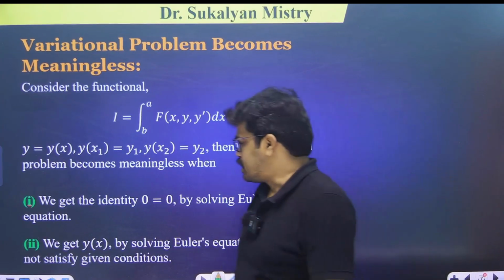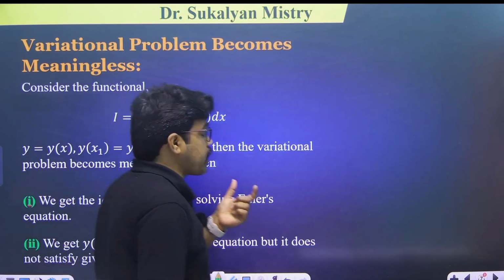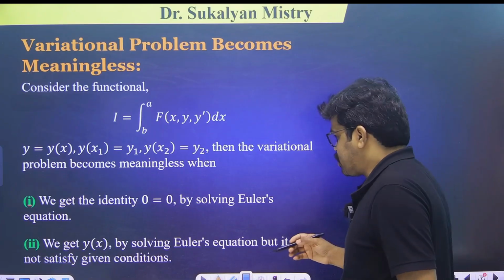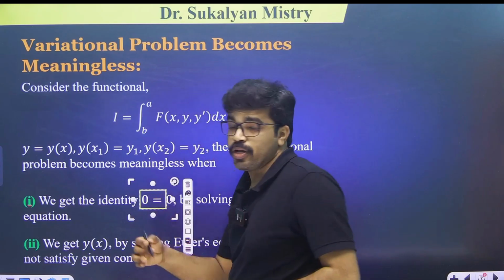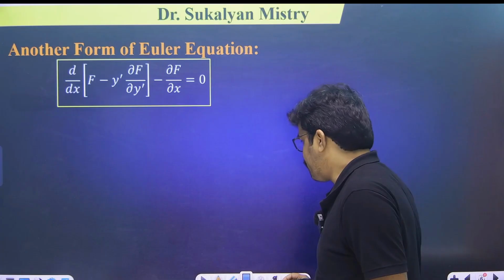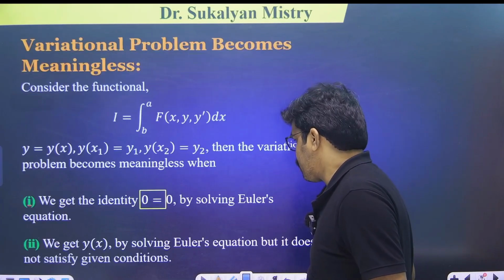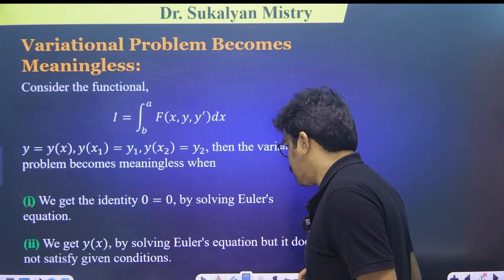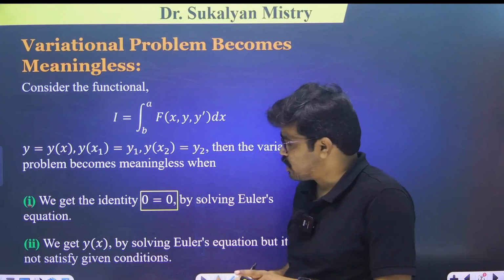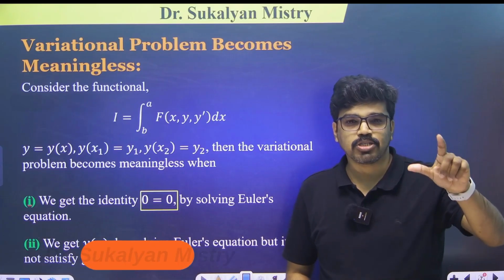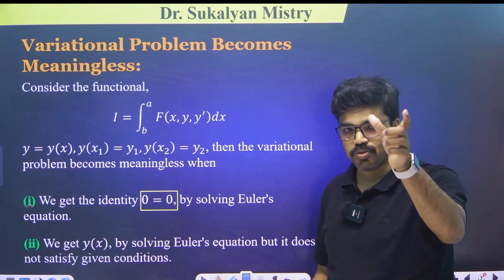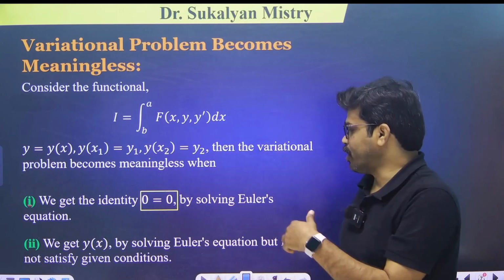Now these are very, very important. When does a variational problem become meaningless? Suppose we solve Euler's equation, ∂f/∂y minus d/dx of ∂f/∂y' is equal to 0, and we get the identity 0 is equal to 0. Then the variational problem will be meaningless. So it is very important.